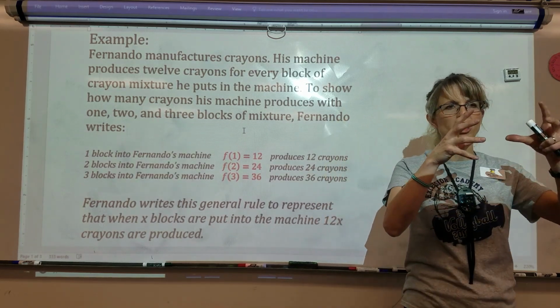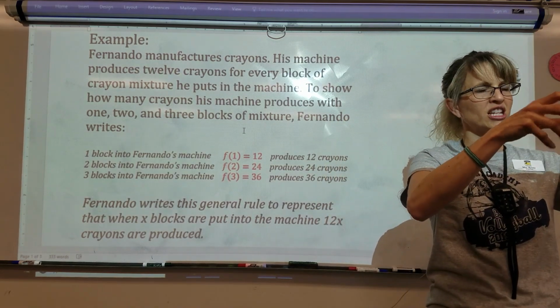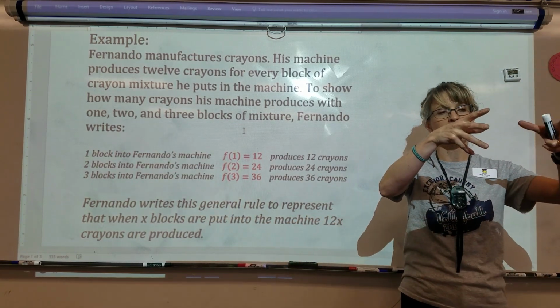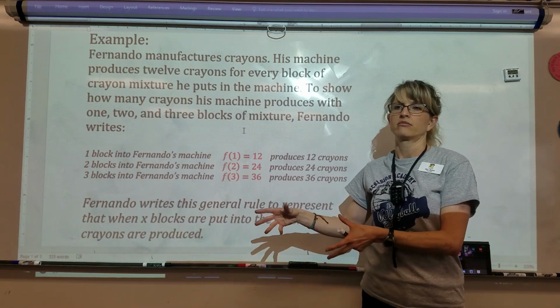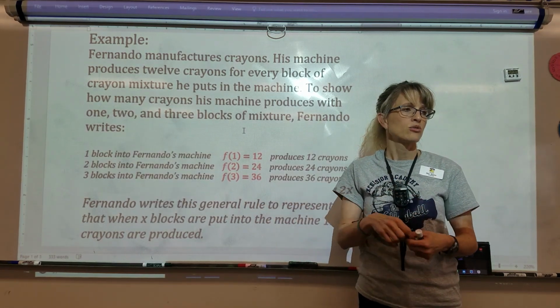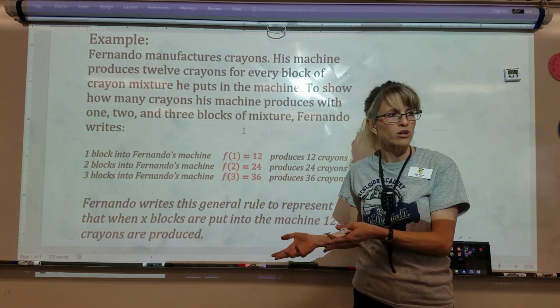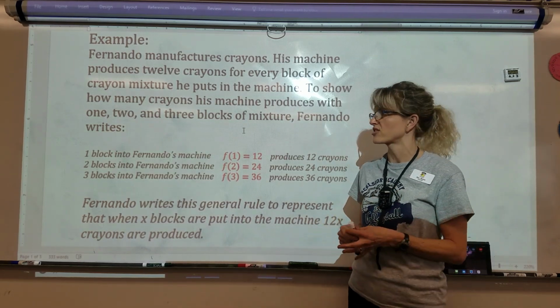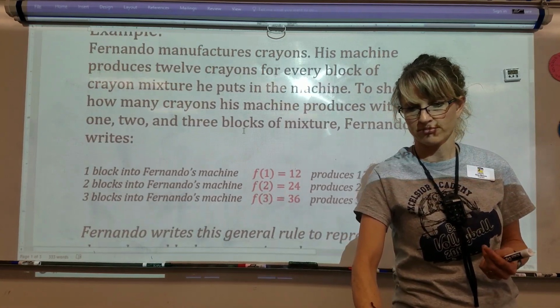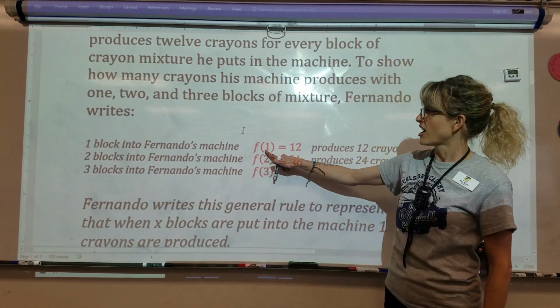He's got this blue block of wax, and he puts it into the machine, and then the machine outputs 12 blue crayons. And then he puts a red block in, and it puts out 12 red crayons. So the rule is 12 crayons for every block. So if he puts 2 blocks in, he's going to get 24 crayons. If he puts 3 blocks in, he gets 36. So his machine has a rule, and it's a function machine. The rule is 1 block is 12.